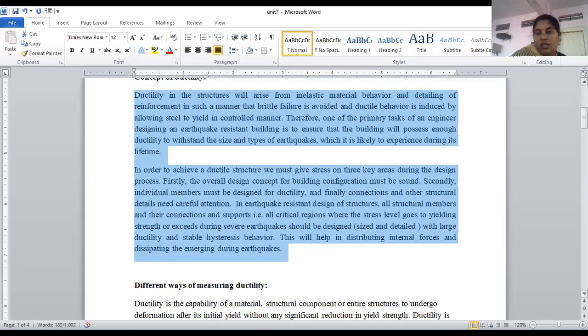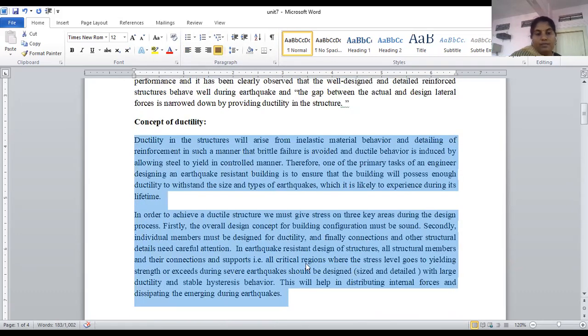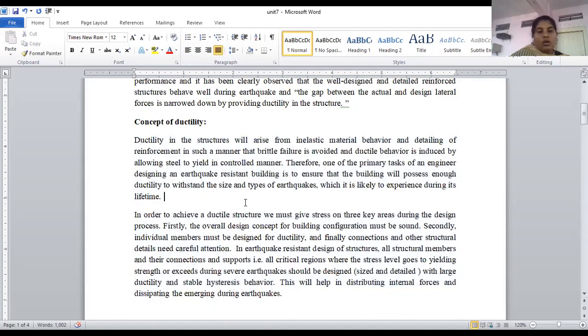Now we'll see the concept of ductility. Ductility in the structure will arise from inelastic material behavior and detailing of reinforcement in such a manner that brittle failure is avoided and ductile behavior is induced by allowing steel to yield in a controlled manner. Already we know there are two types of material behavior: one is ductile material behavior and the second one is brittle.